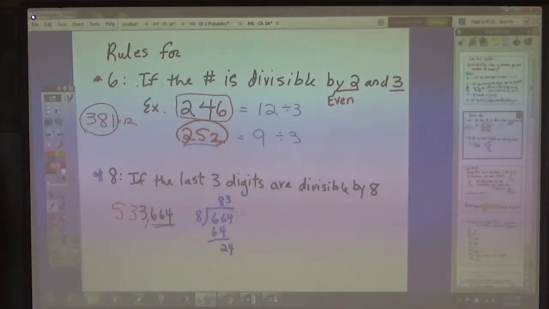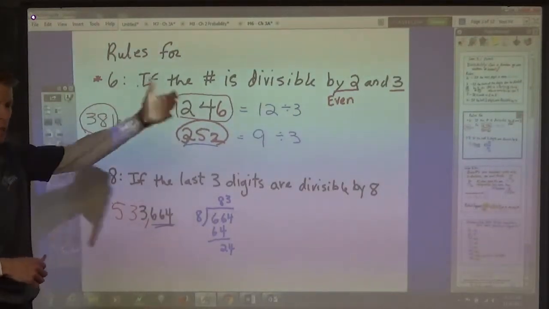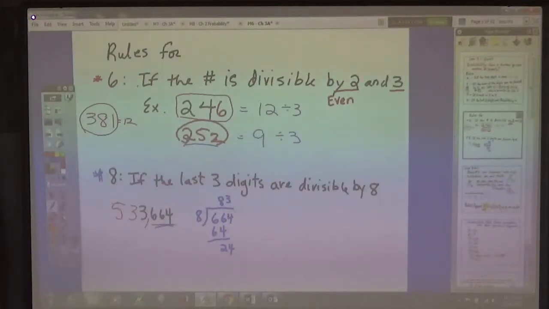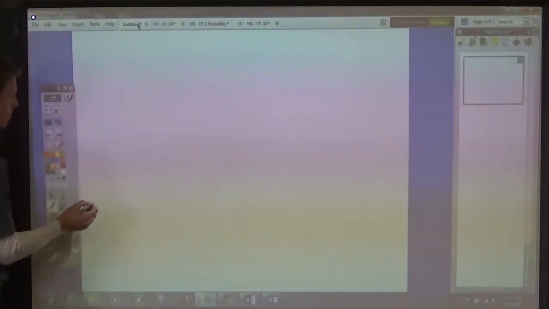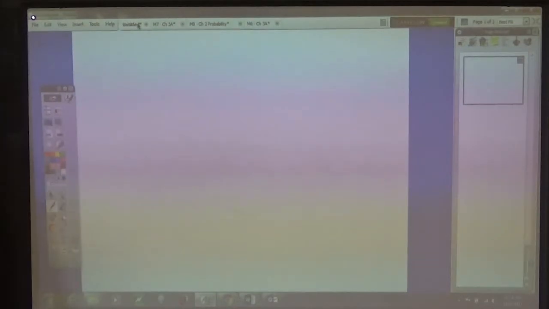So what you're going to do is practice identifying those factors, they're called. Factors are numbers that go into another number. So turn to page 88. Look at the first section. They give you this number, 2,385.